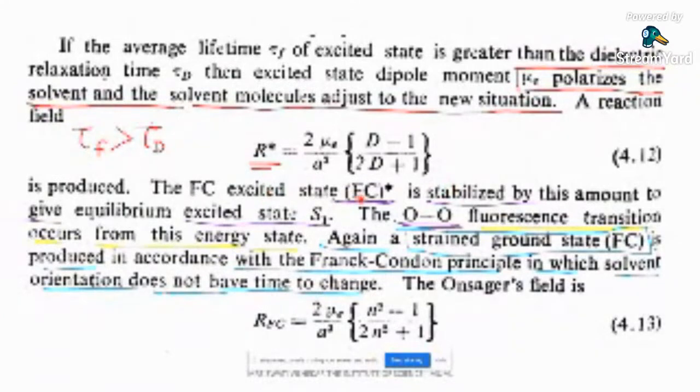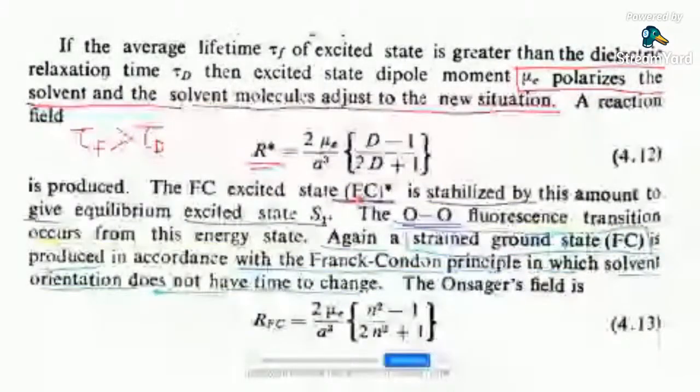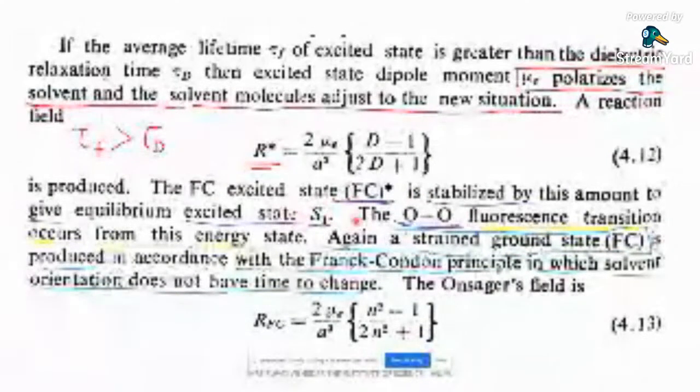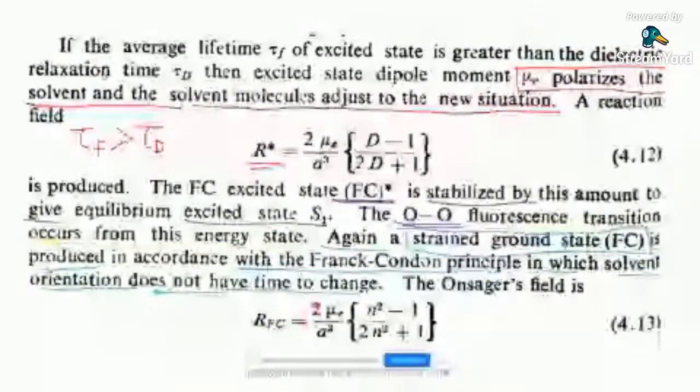Now the Franck-Condon energy state will then be stabilized with that of the excited state S1. As you have seen in the figure earlier, that Franck-Condon state is in equilibrium with the excited state S1. And the 0 to 0 fluorescence transition occurs from this energy state. Again, a strained ground state. Recall that figure where you have seen the Franck-Condon ground state being produced with the Franck-Condon principle. And for that, the reaction field will have this expression.